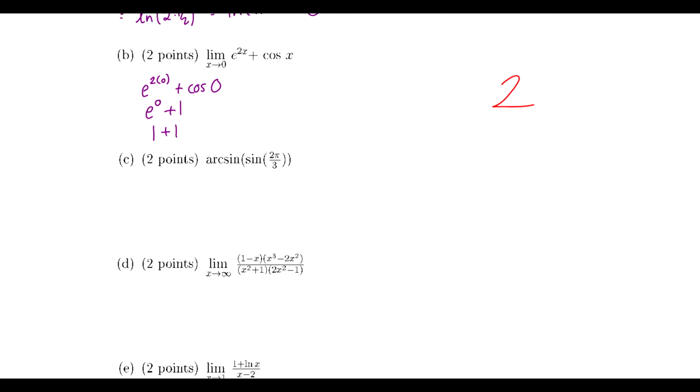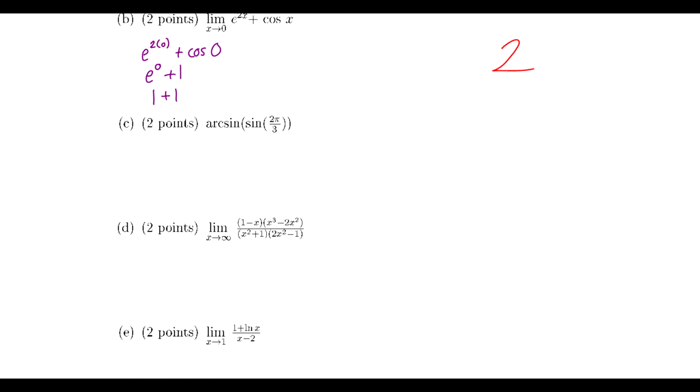C is going to be a little bit trickier. We have the arcsine of 2 pi over 3, and I know you're tempted to write 2 pi over 3 as a result. However, this would be incorrect because the range of arcsine is negative pi over 2 to pi over 2, and 2 pi over 3 is outside of that.